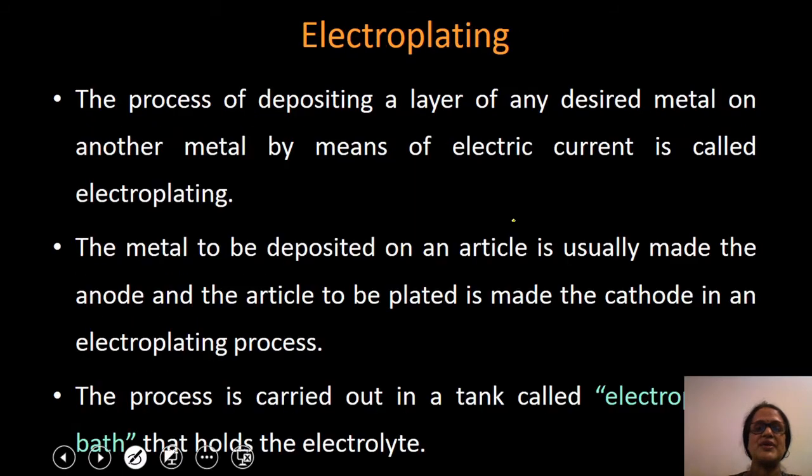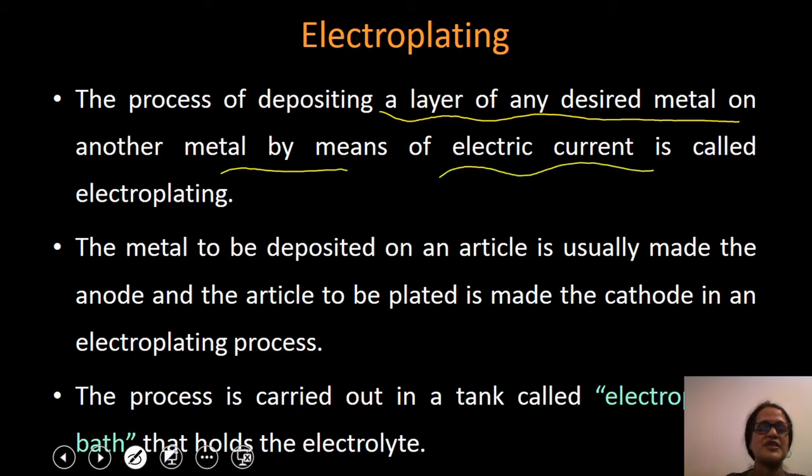So now let's see, what is electroplating? Students, electroplating is the process of depositing a layer of any desired metal on any other metal by means of electric current. So, in the process of electroplating, we can deposit any other desired metal on the surface of metal by means of electric current.